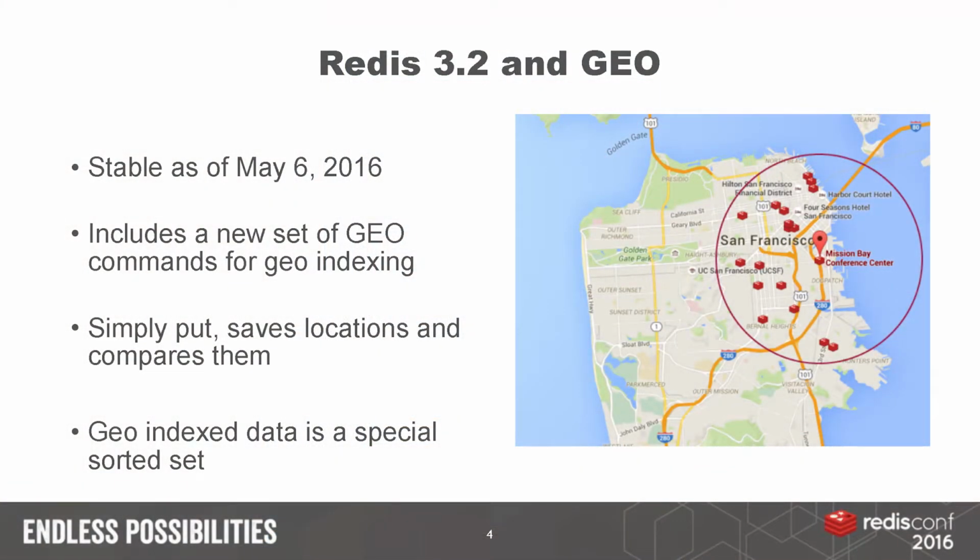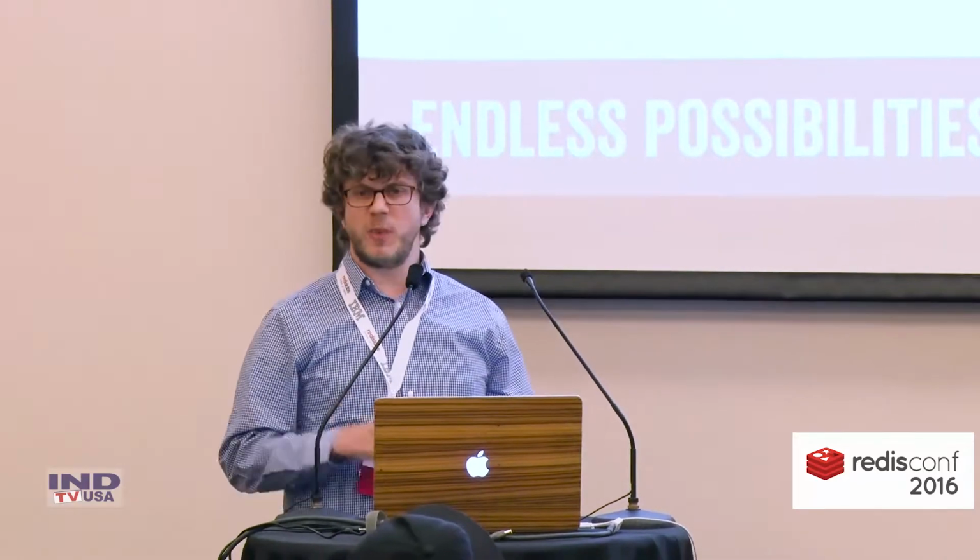Okay, so Redis 3.2, as I mentioned, went stable very recently. It includes these new geo commands, which are for geo indexing. The most basic way to look at it is you're just going to be saving those locations in some kind of key, and you're going to compare them. Redis is going to take care of all the comparison for you. Makes it very simple. It's a special kind of sorted set, so all of the sorted set commands that you're already familiar with can be used in this case.